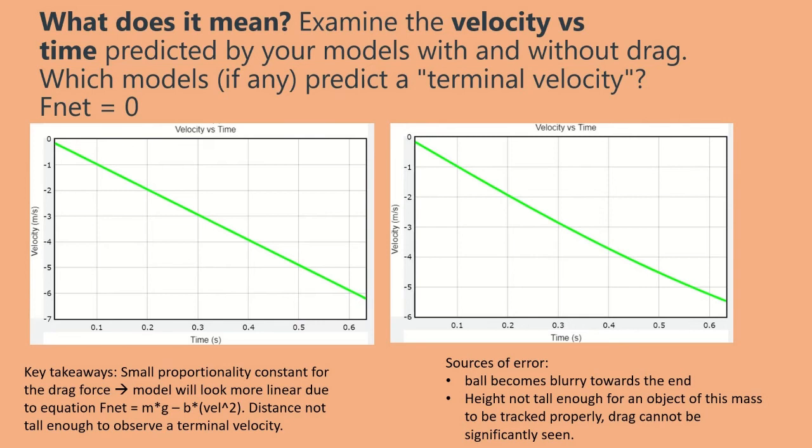This is because we have a small proportionality constant, and that's why our model looks more linear, due to the equation F net equals m times g minus b times v squared. The distance that we dropped it from is not tall enough to observe a terminal velocity. And in order to get a better terminal velocity, we would have to drop it from a taller height.